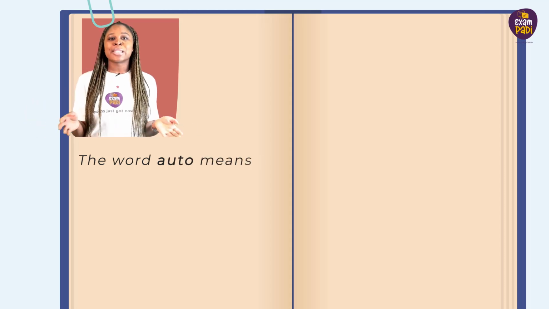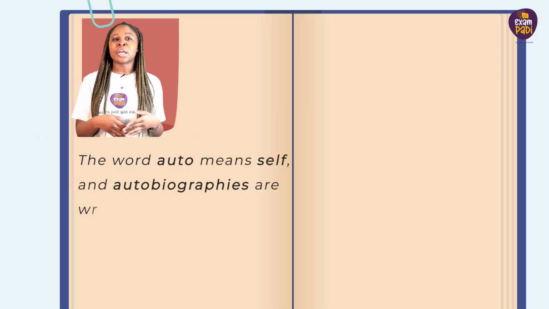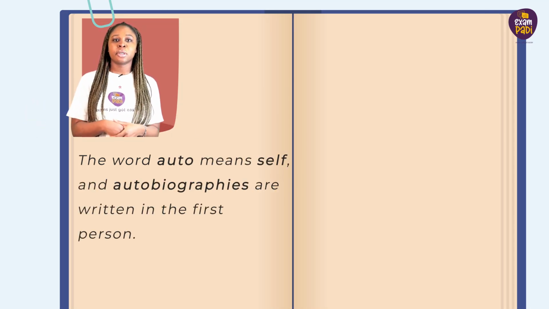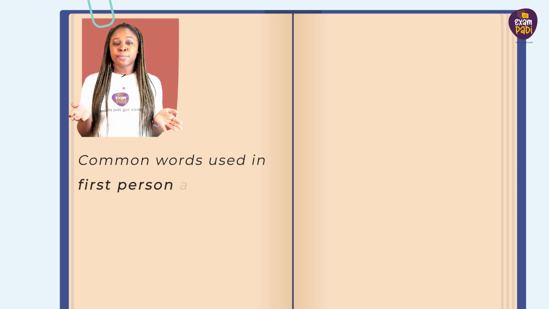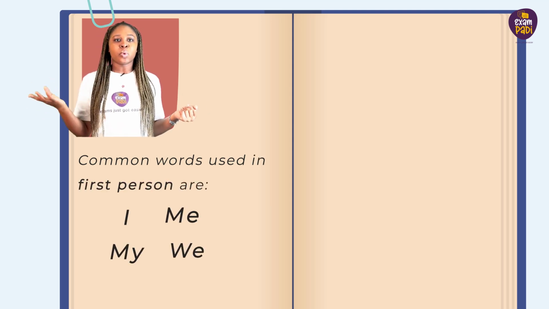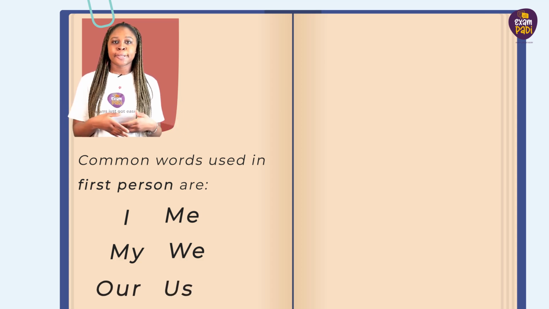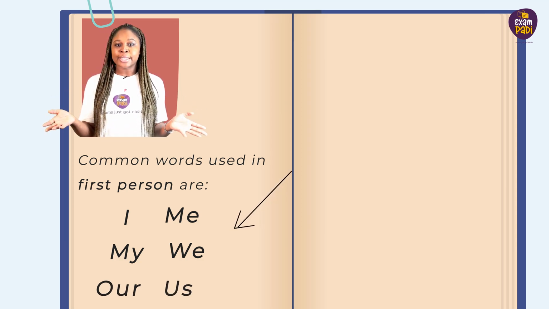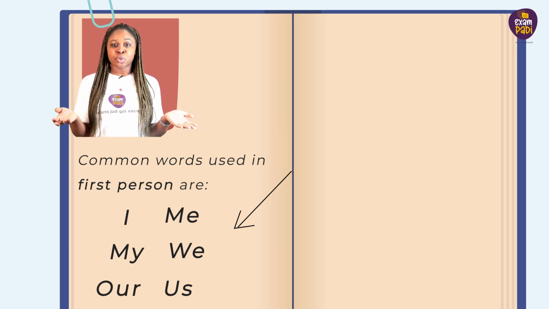The word auto means self, and autobiographies are written in the first person. Common words used in the first person are I, me, my, we, our, and us. These singular and plural pronouns will be used to shape your writing. With that, here are some common features of autobiographies.